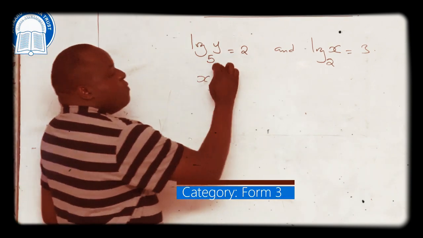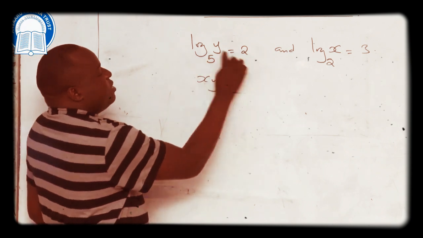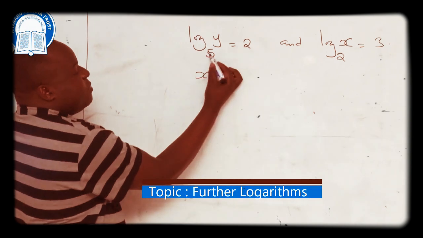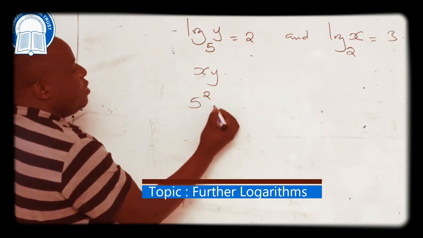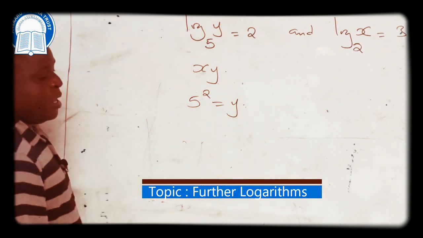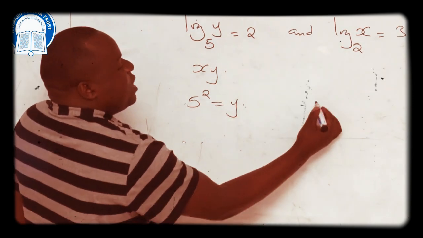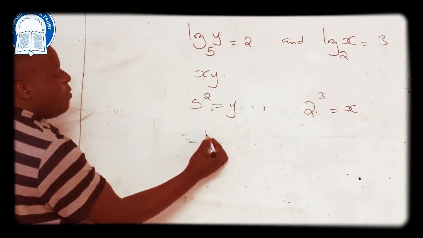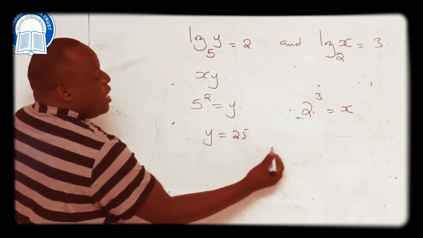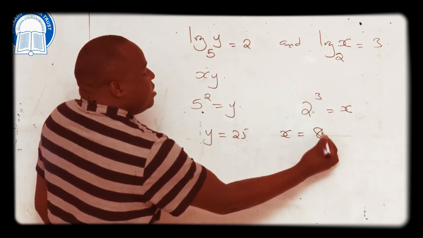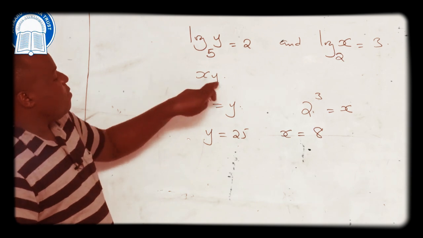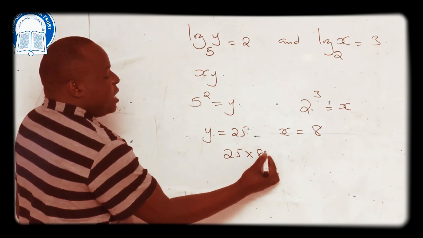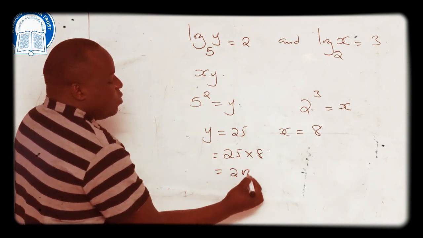What I need to do for each of these values is change from logarithmic notation to index notation. This will be the same as 5 raised to 2 equals y. And this statement here would be the same as 2 raised to 3 equals x. Of course the value of y equals 25 and the value of x equals 8. So the question was to find xy, which is 25 times 8, which equals 200.